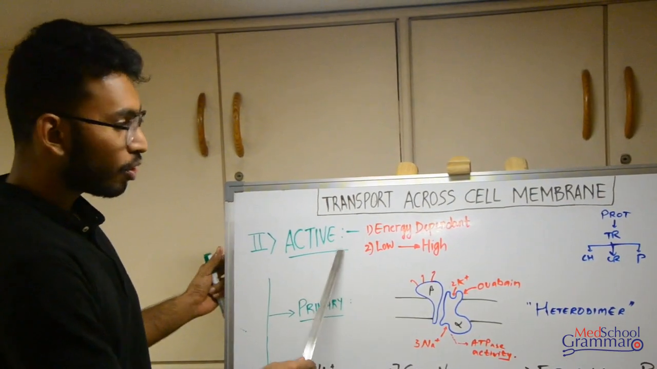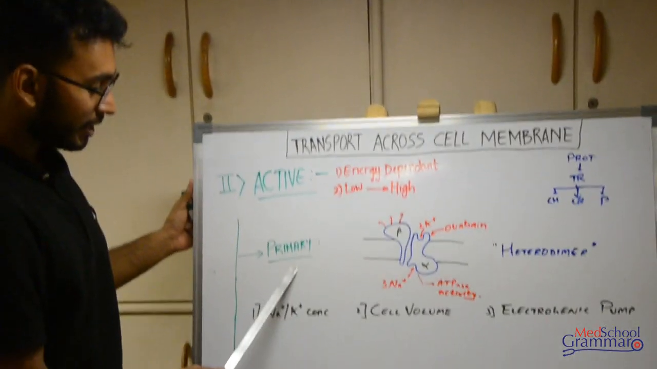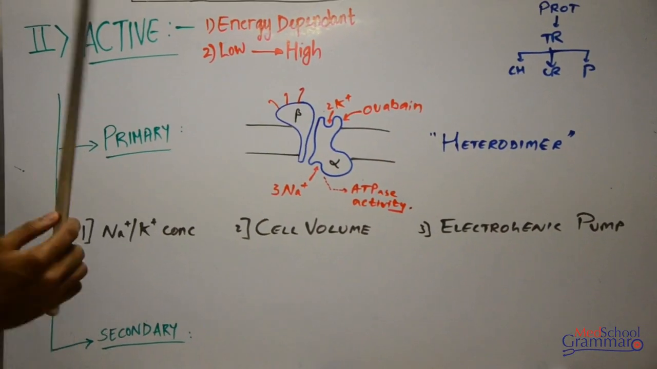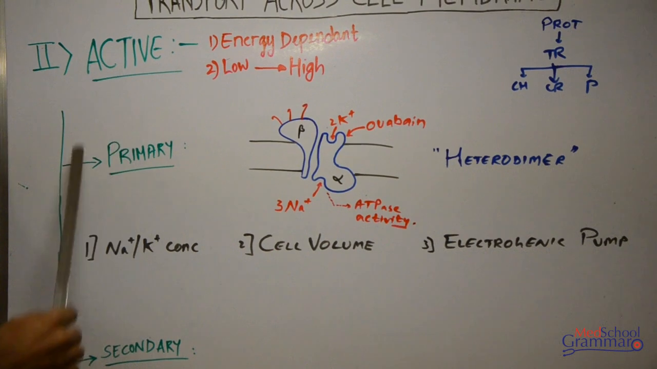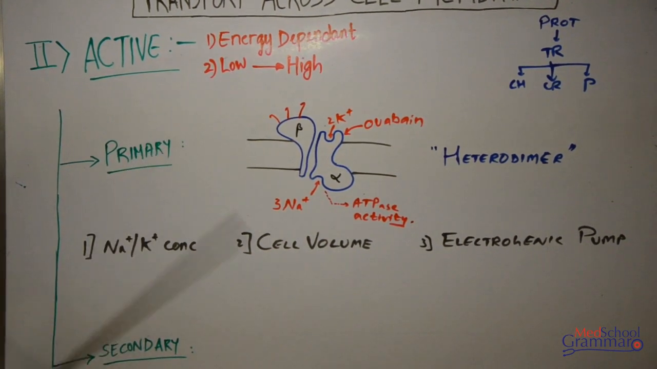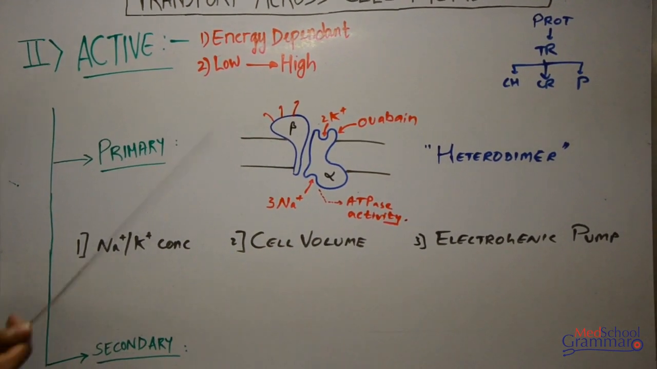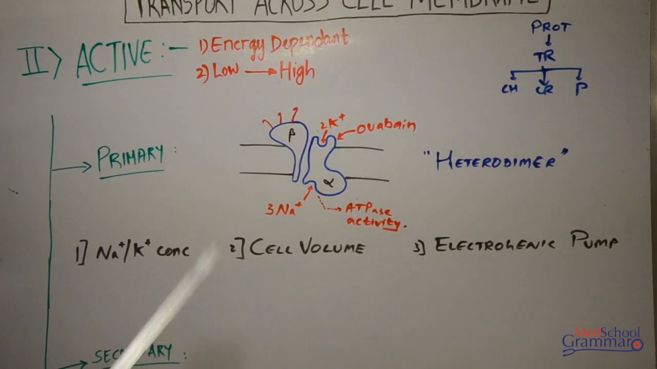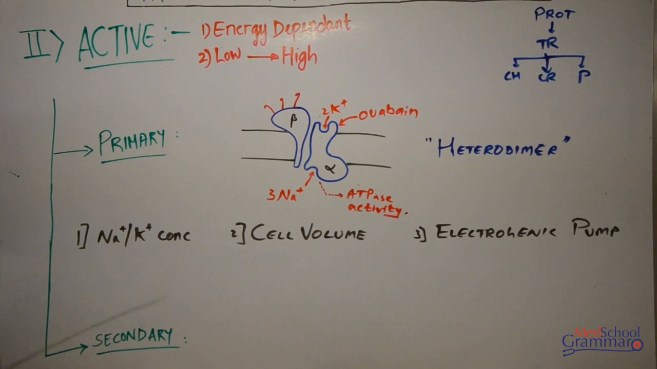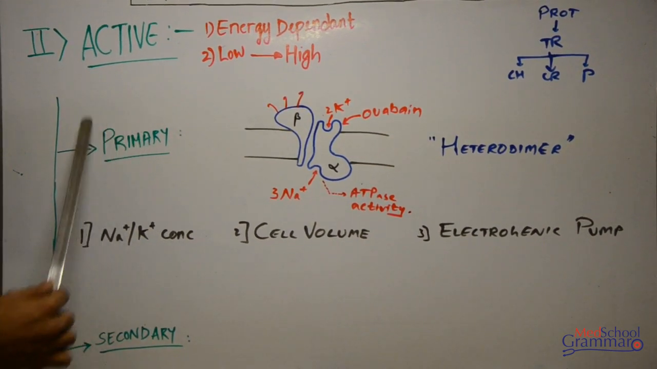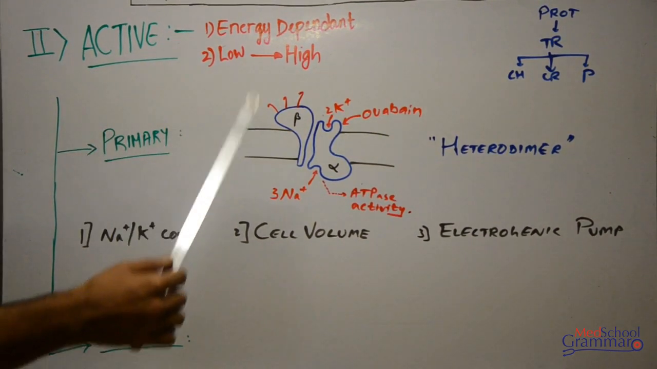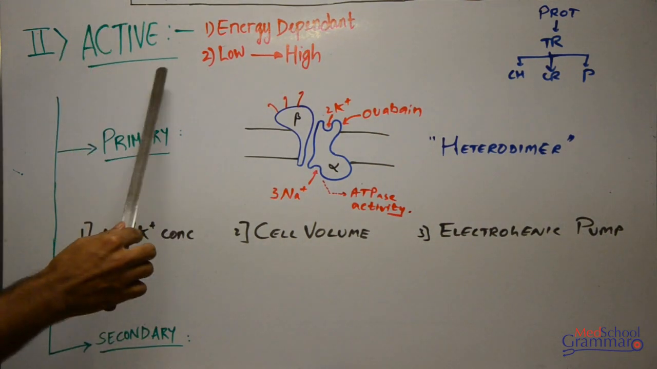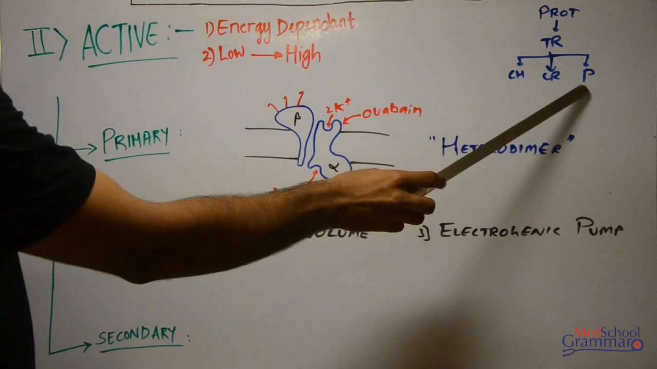Now active transport is of two types: primary active transport and secondary active transport. Let's first talk about primary active transport. Primary active transport uses ATP as the source of energy, adenosine triphosphate, whereas secondary active transport uses sodium gradient. So primary active transport requires ATP, and the proteins that function in active transport are known as pumps.